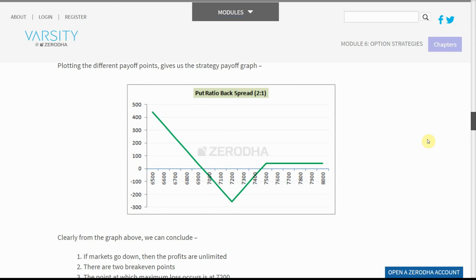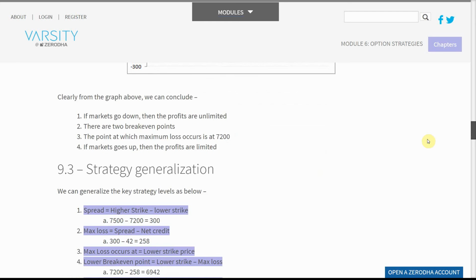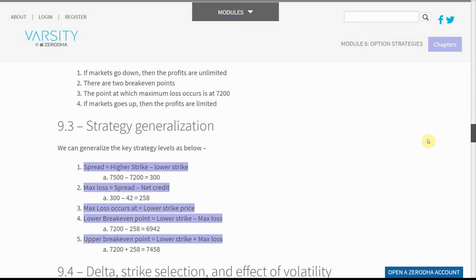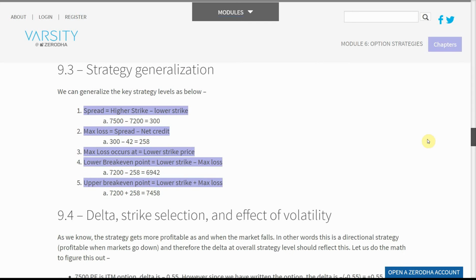9.3 Strategy Generalization. We can generalize the key strategy levels as below. Spread = higher strike - lower strike = 7,500 - 7,200 = 300. Max loss = spread - net credit = 300 - 42 = 258. Max loss occurs at the lower strike price. Lower break-even point = lower strike - max loss.